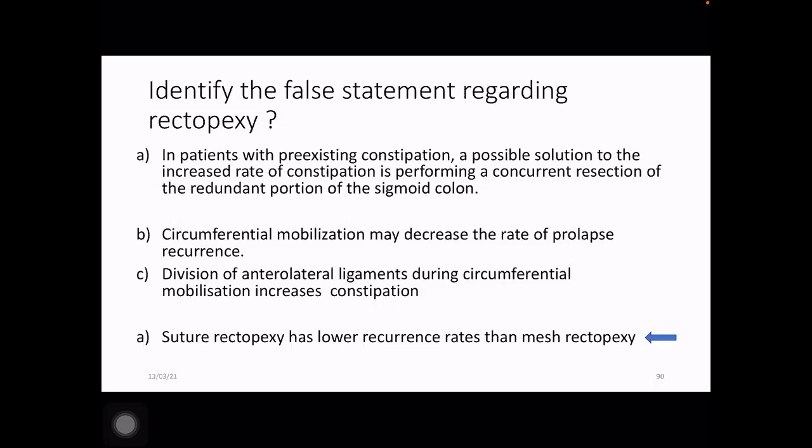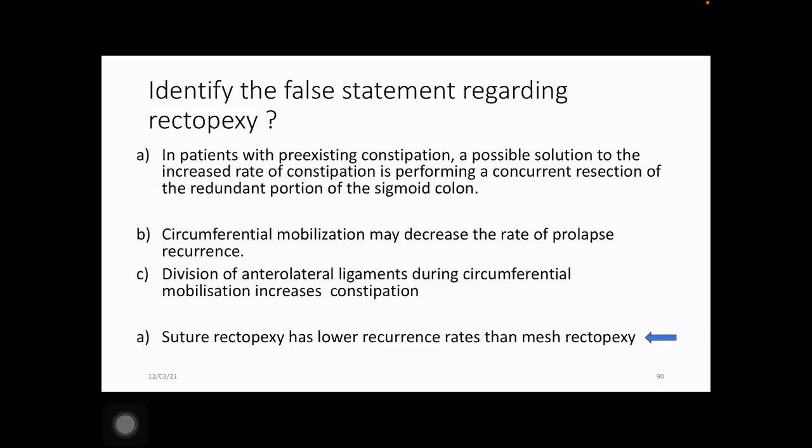True. So circumferential mobilization, what they say is most of the time while doing rectal prolapse surgery, we try to do a circumferential mobilization. But the drawback is, though it decreases the rate of prolapse recurrence, it increases the rate of constipation. So there is a pro and a con, and you have to take it in a very dicey manner. Division of the anterolateral ligaments during circumferential mobilization increases constipation. True. The suture rectopexy has lower recurrence rate than mesh rectopexy.